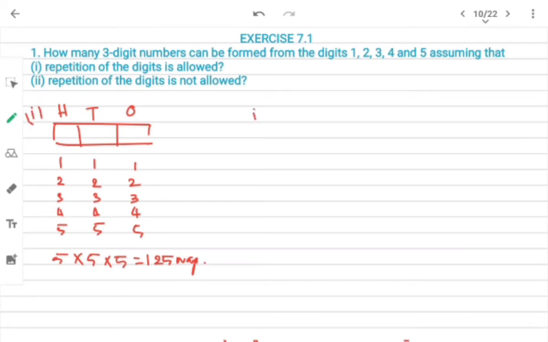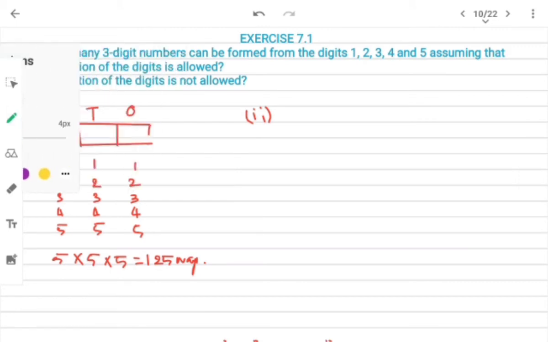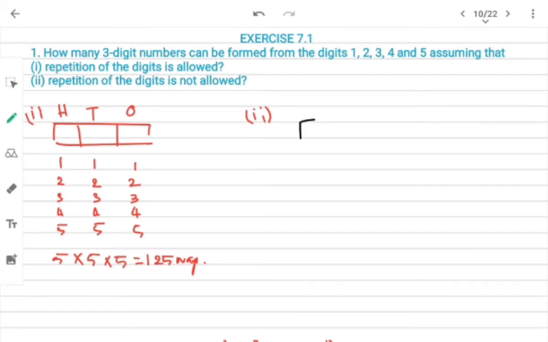And the second subdivision, they are given that repetition of the digit is not allowed. Here also I am going to take ones place, tens place and hundred place. In hundred place, I have 1, 2, 3, 4 and 5. So 5 possibilities are there.